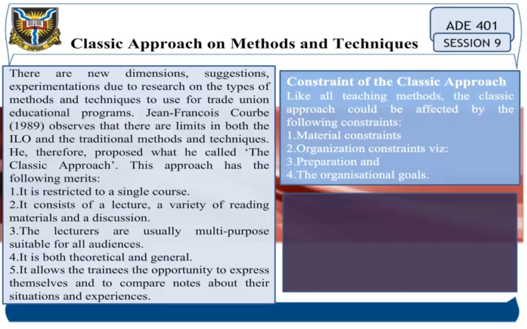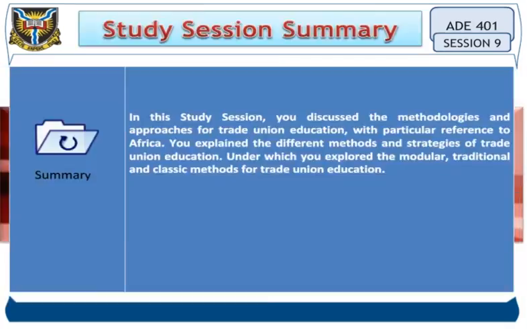Constraints of the classic approach. Like all teaching methods, the classic approach could be affected by the following constraints. 1. Material constraints. 2. Organizational constraints, namely: 1. Preparation, and 2. The organizational goals.